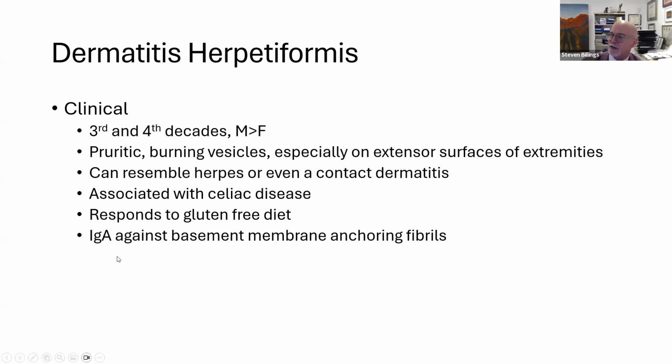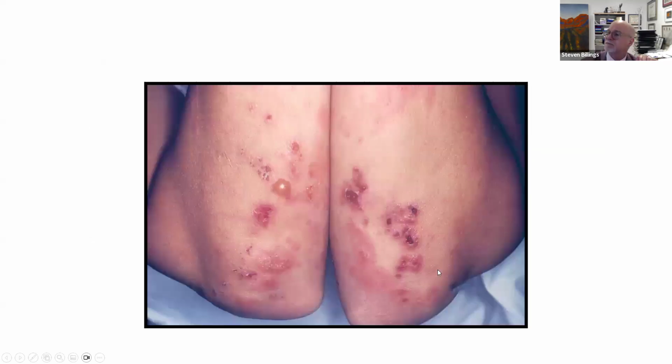And under direct immunofluorescence, you will see IgA deposits along the basement membrane. But instead of a nice linear pattern like you see in bullous pemphigoid, it tends to be concentrated in the dermal papillae because the antibodies are attacking the basement membrane anchoring fibrils, and those are more prominent in the dermal papillae.